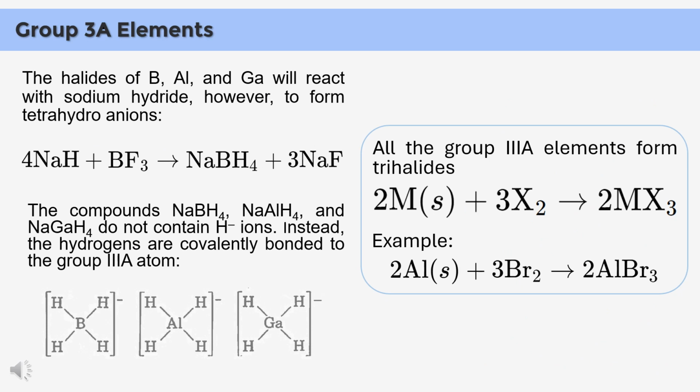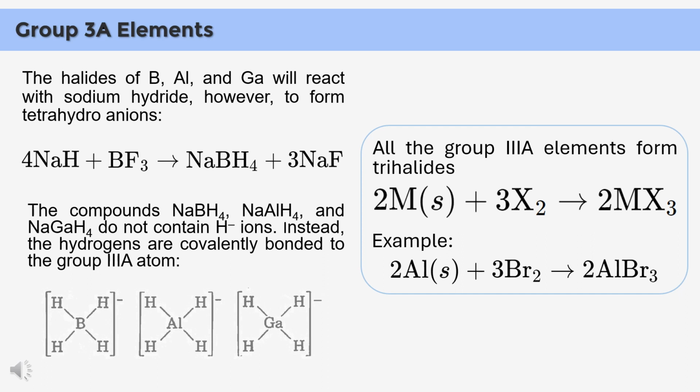Unlike groups 1A and 2A, none of the group 3A elements react directly with hydrogen to form hydrides. The halides of boron, aluminum, and gallium will react with sodium hydride, however, to form tetrahydro anions, as given in the equation below. The compounds do not contain hydrogen ions. Instead, the hydrogens are covalently bonded to the group 3A atom. All these anions are tetrahedral, as would be predicted by the VSEPR theory.